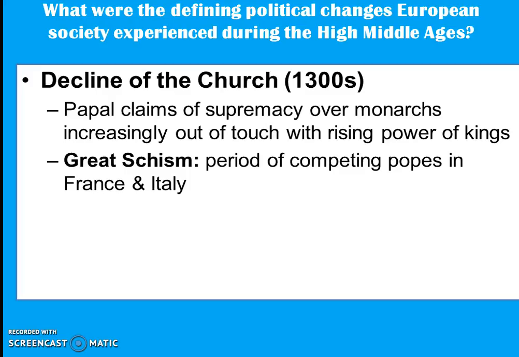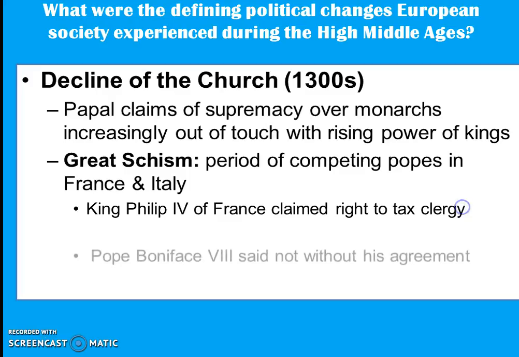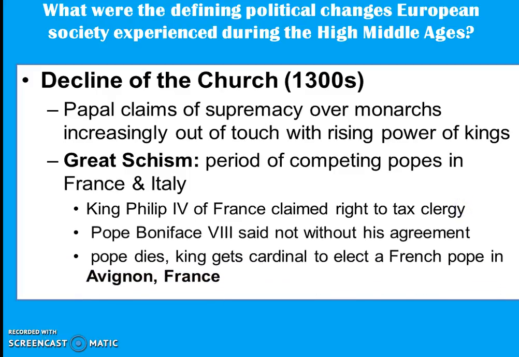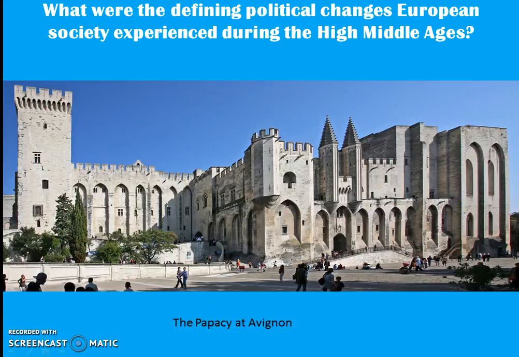So the Great Schism, remember, schism means split. So the Great Schism was this period of competing popes in France and Italy. So the elected pope moves to Avignon, France. So this is how you pronounce that. Remember, that was one of our trading locations. So the papacy at Avignon was one papacy. Then there was also a pope back at the Vatican in Italy. So these two popes were both claiming to be the pope of the Catholic Church at the same time.